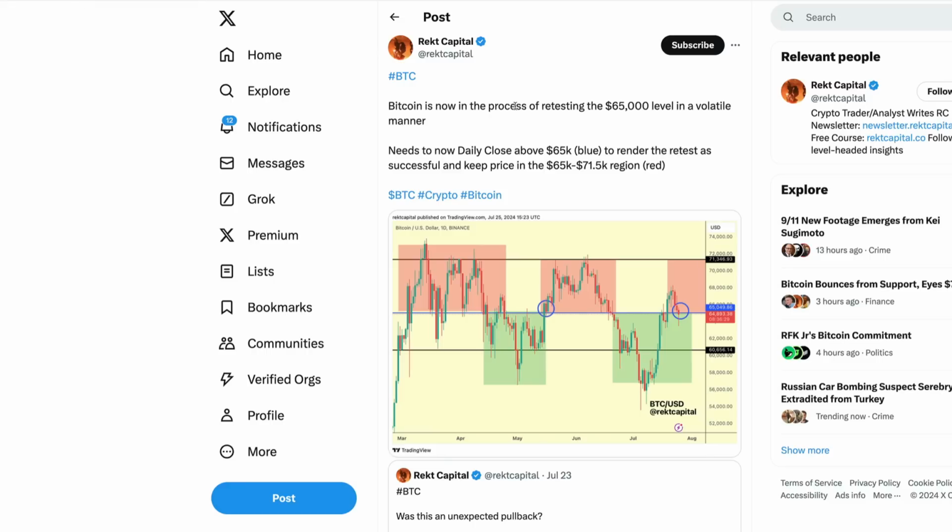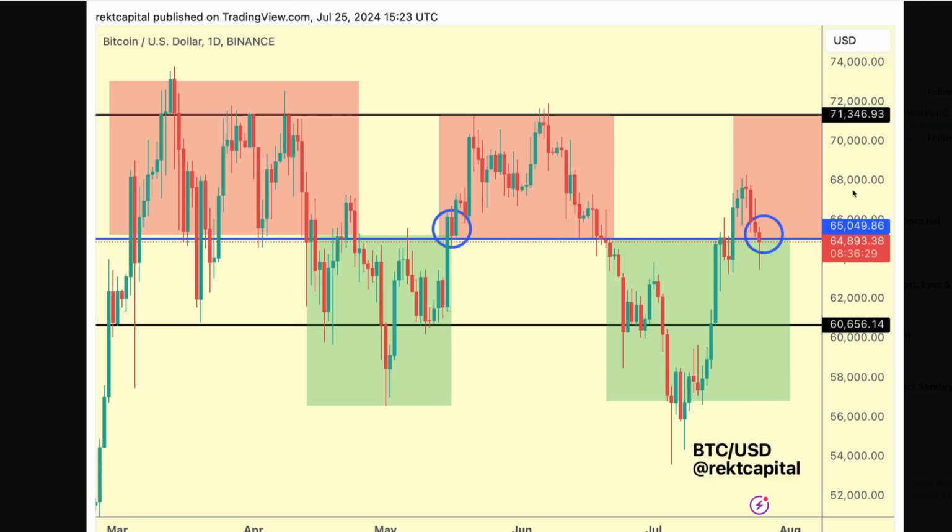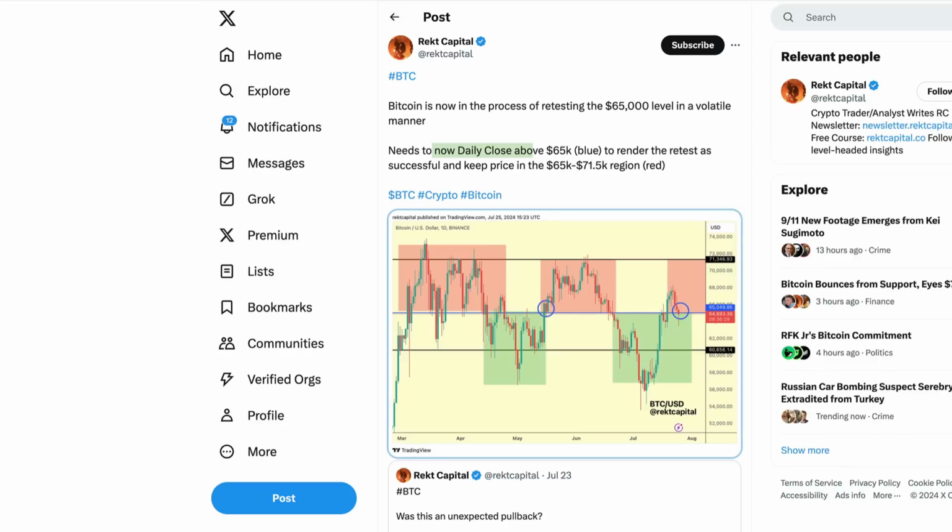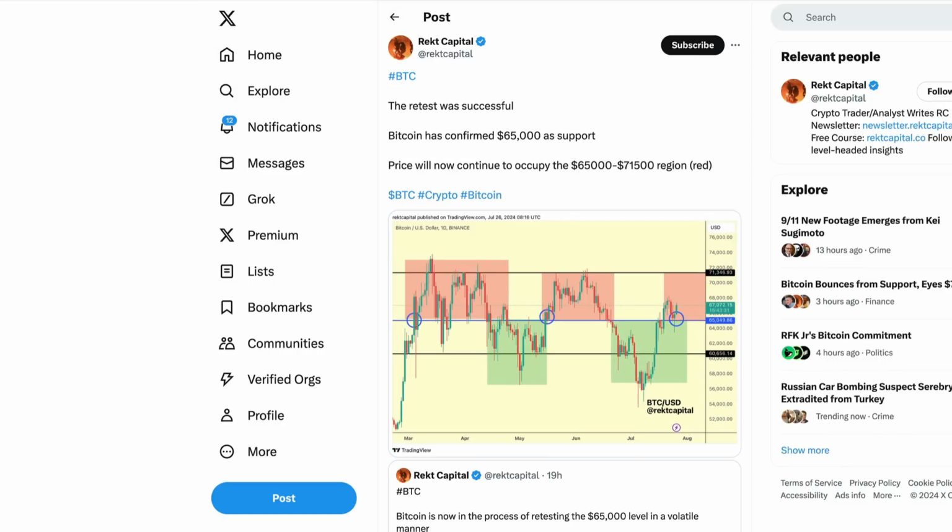Bitcoin is now in the process of retesting $65,000 or that level in a volatile manner. Needs to now daily close above the $65,000 mark. So that is in blue. And so this tweet was from yesterday. As you guys can see, Bitcoin has certainly closed above that, because the next tweet here that follows from Rekt Capital is that the retest was successful. Bitcoin has confirmed 65,000 as support. Price will now continue to occupy that 65,000 to 71,500 region, which is now in the red.